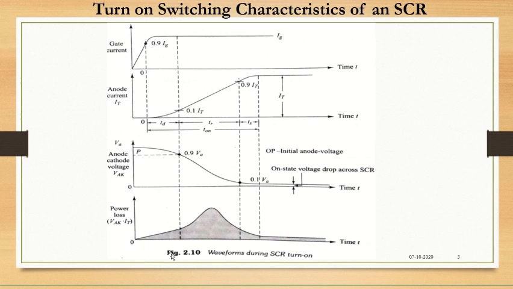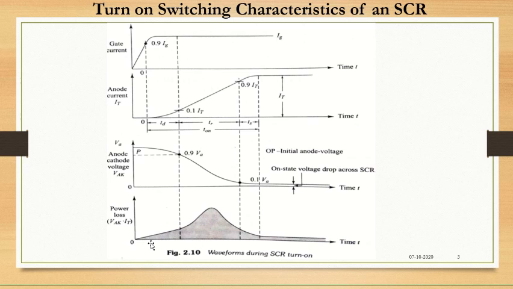Now observe the power dissipation. What is power dissipation? We know that it is a product of V and I, that is voltage and current. Because of the variation in the voltage and the current across the device during this switching period, there will be power loss, or power dissipation, which we call loss across the device.